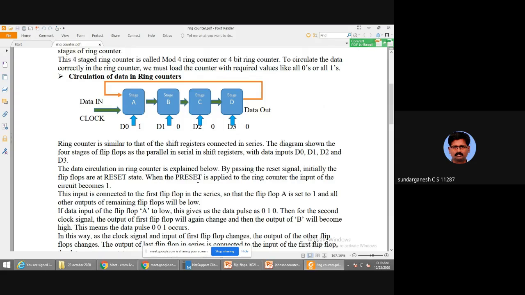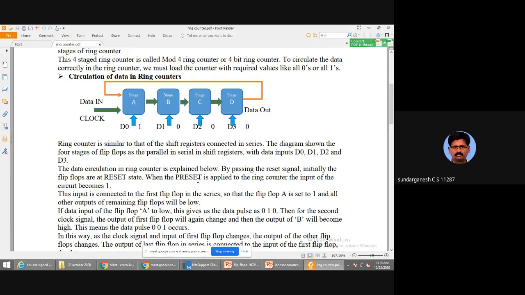By passing the reset signal, all the flip-flops will become 0. When the preset is applied to the ring counter, the output of a particular flip-flop becomes 1. For example, I am presetting the first stage to 1, and the remaining flip-flops are 0. So what is the use of the preset input? It is a master input, you can change any value with it. That is known as the preset input.